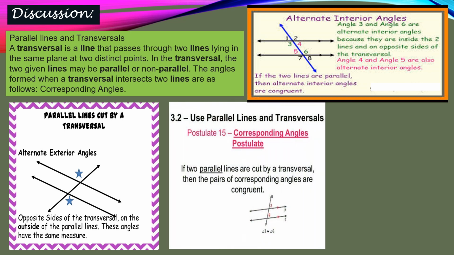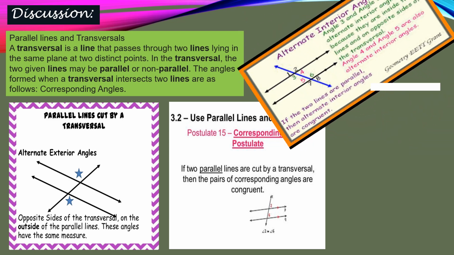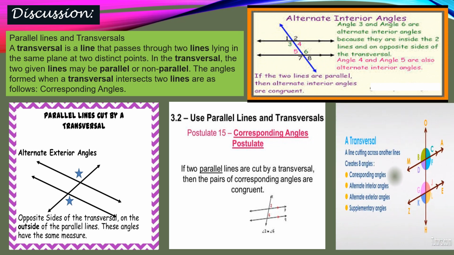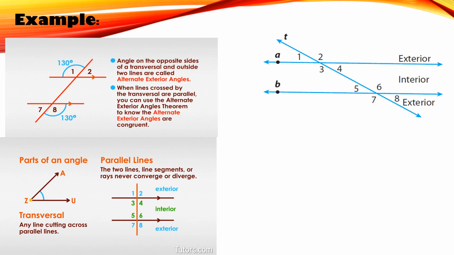Corresponding angles. Use parallel lines and transversal. Corresponding angles postulate: if two parallel lines are cut by a transversal, then the pairs of corresponding angles are congruent. A transversal, a line cutting across other lines, creates 8 angles: the corresponding angles, alternate interior angles, alternate exterior angles, and the supplementary angles. Example.